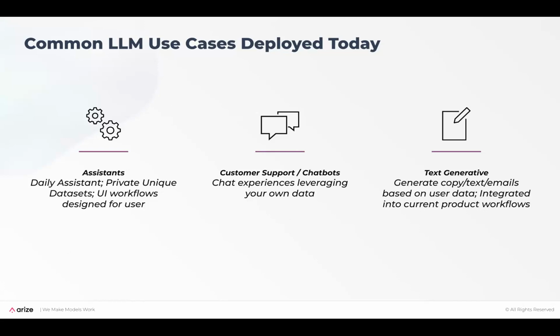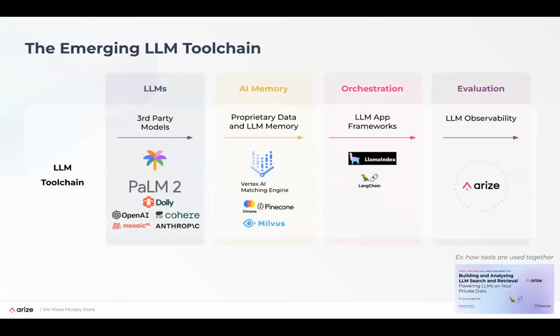What about our tool chain? Well, this is the emerging tool chain that we're seeing. So no surprise, LLMs is the first piece of this. And we're seeing teams use a wide variety of models. So whether they're building something in-house, leveraging an open source tool, or opting for the commercial option, we're seeing a lot of variety. The second piece is your AI memory. So that's where your proprietary data and LLM memory is going to sit. We've had a lot of talk about vector databases today, so I won't spend too much time on that, but you can see there are a few different options we're seeing different customers use.